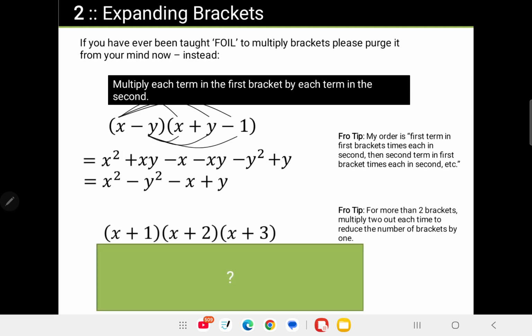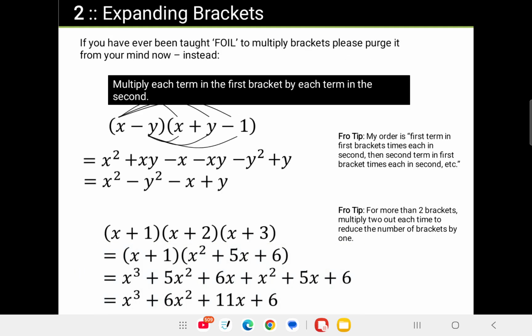Again we have expanding of brackets, but we have three brackets in this case. So first you can multiply two brackets together, and then the result you need to multiply with the next bracket, as we did over here. Like we multiplied these two brackets first. You can see the expansion of these two brackets is x square plus 5x plus 6. Then you can multiply x plus 1 with this one to get this, and then we need to add the like terms. X cube is the only term we can keep as it is. X square plus 5x square is 6x square. Then 6x plus 5x is 11x, and keep the constant 6 as it is.